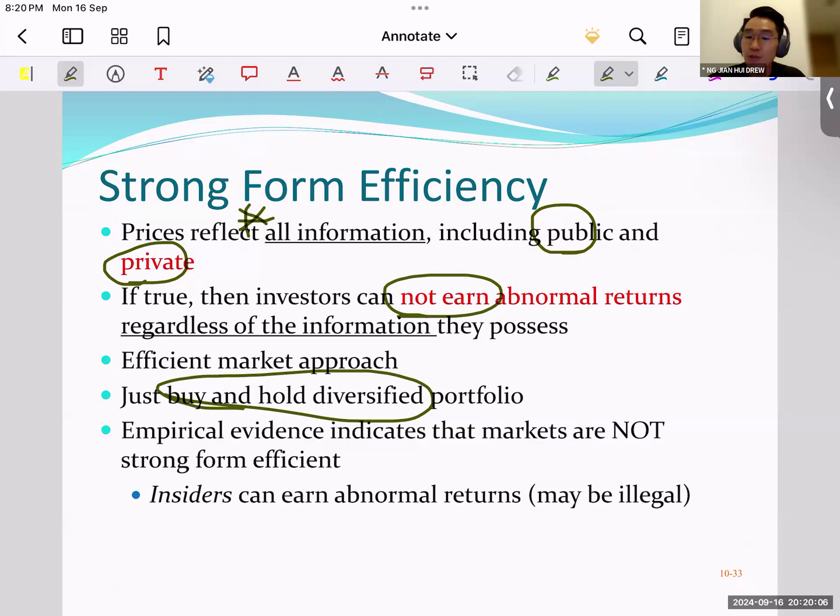However, in real life, the market is actually not strong form, because we know that if you have some kind of insider information, like let's say between you and me, we can actually earn some abnormal return. We can beat the market, we can earn some special return that only a person with the information can have, right? So if you have insider information, you can earn special abnormal returns. Because of this, the market is not strong form.